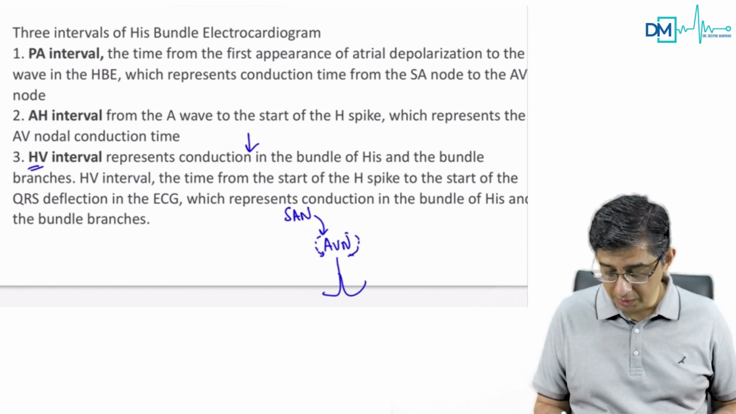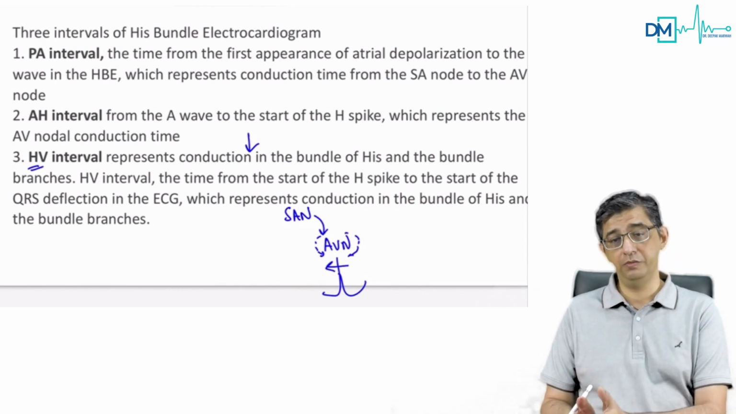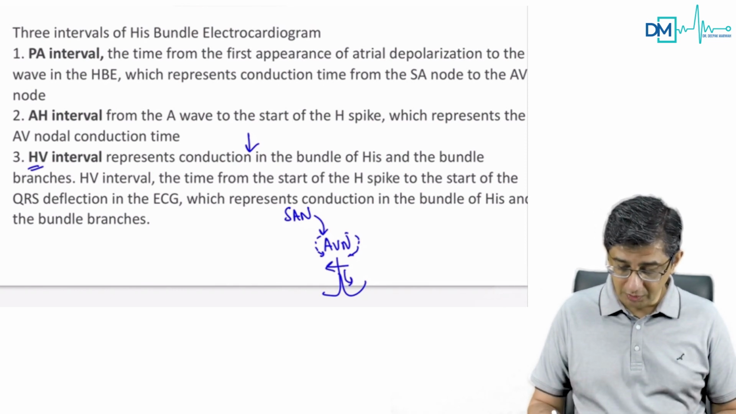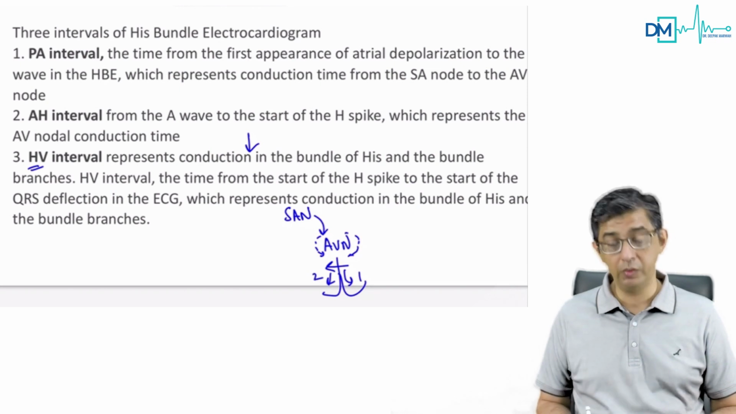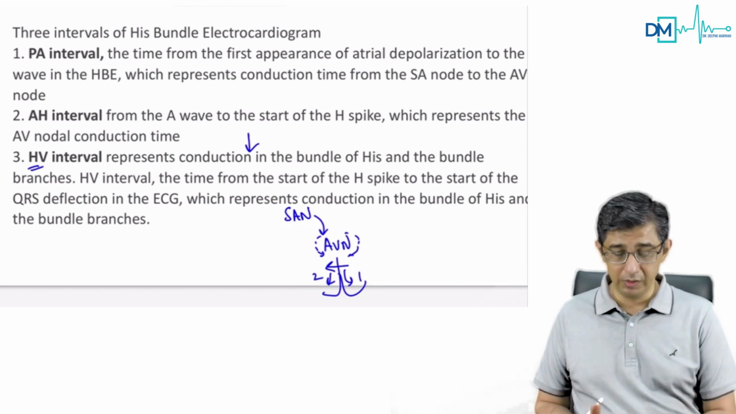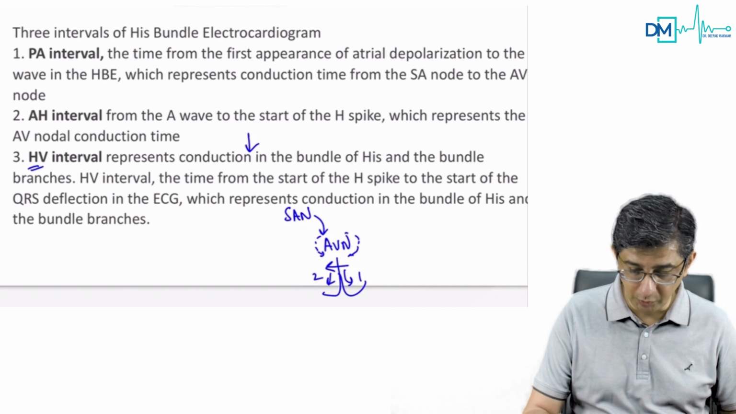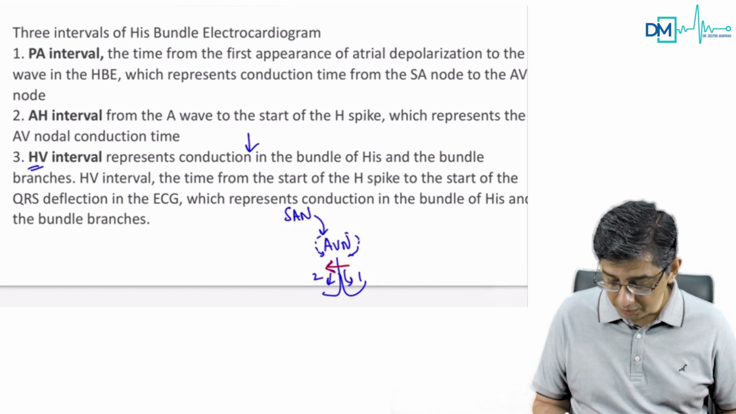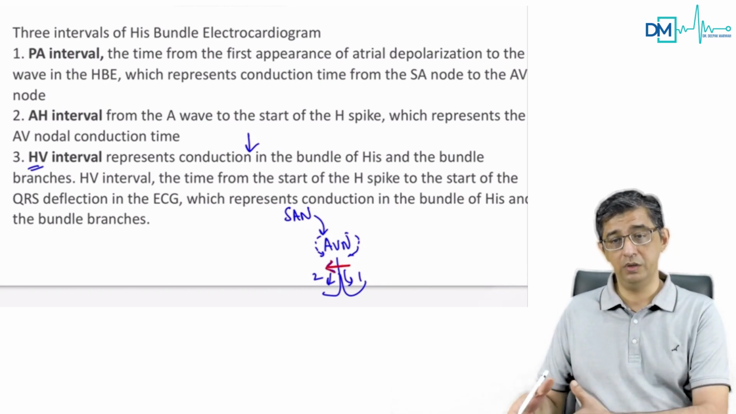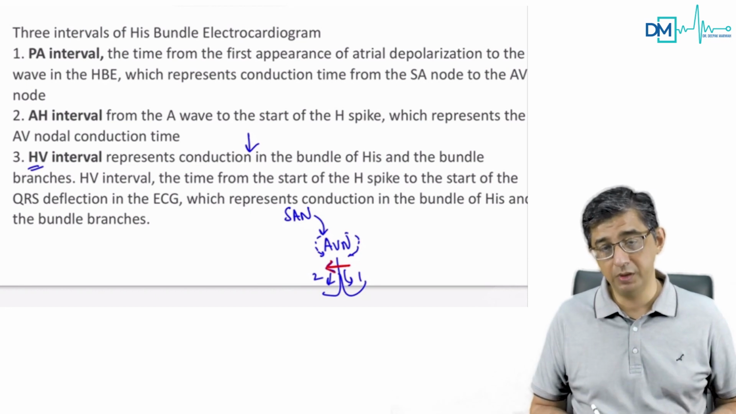So what I'm saying is, guys, the moment the impulse hits the bundle of His and then goes to the left fascicle and then the right fascicle, first to left and then to right, this is responsible for the HV interval. The septal activation occurring and the impulse going to the fascicle is responsible for the HV interval.